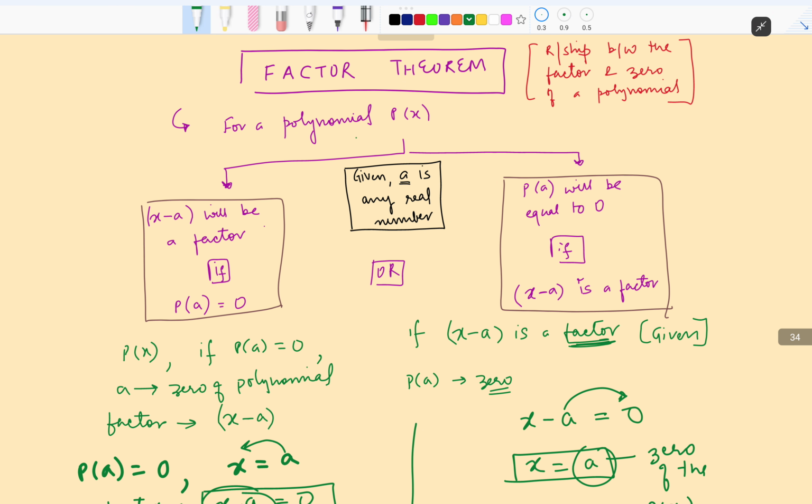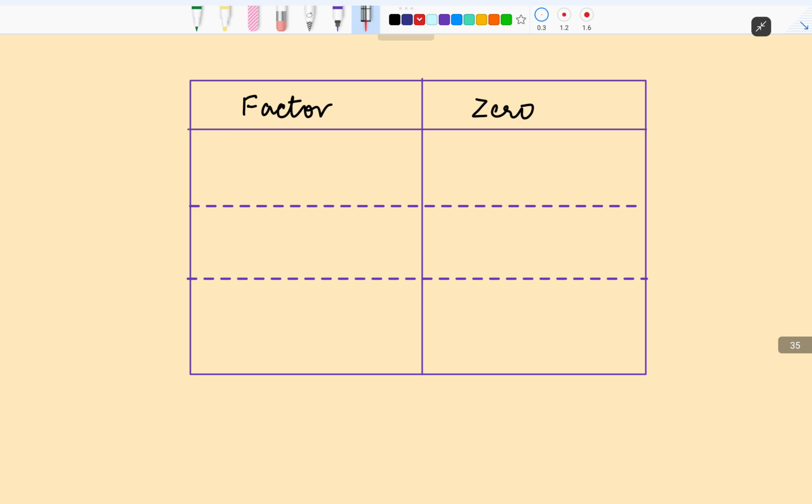Clear? The factor theorem simply says if p of a is equal to 0, then the factor of the polynomial will be x minus a. If x minus a is a factor, then the zero of the polynomial will be a, and p of a will be equal to 0. Clear? I hope there is no doubt now. Let's do a few more examples in ascertaining: if a factor is given how to find the zero, and if the zero is given how to find the factor.